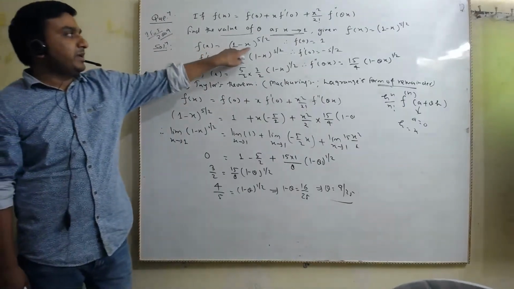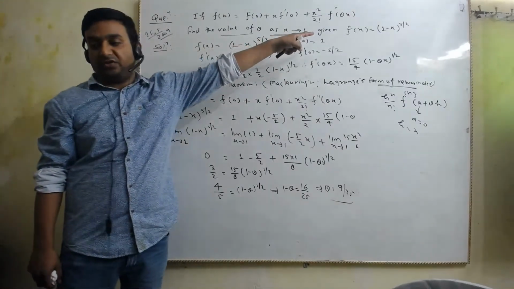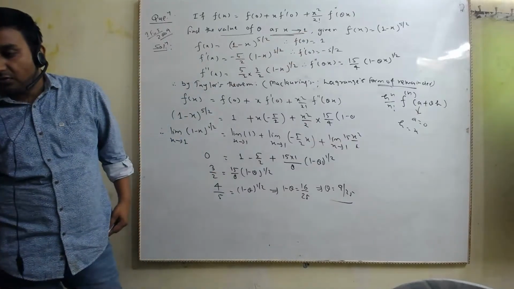The function I have taken is 1 minus x power 5/2, which is given in the question.